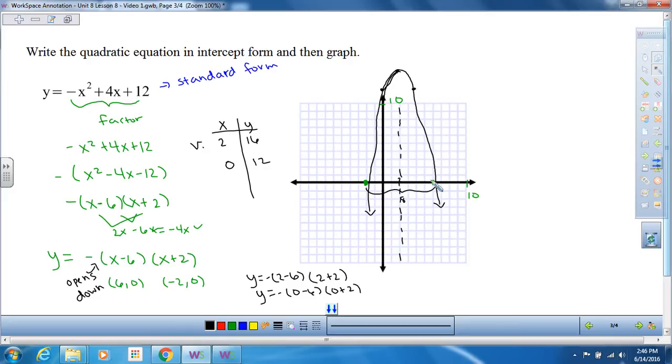Okay. Well, so again, I'm sorry about my drawing, not very pretty, but this is what your parabola should basically look like. Opens down near this vertex here at (2, 16).